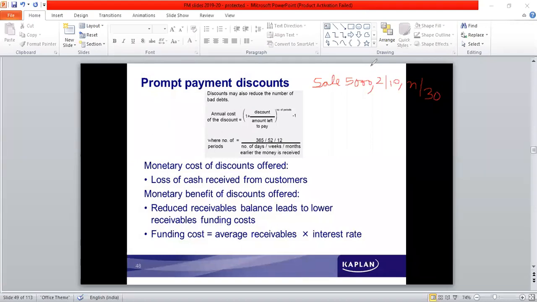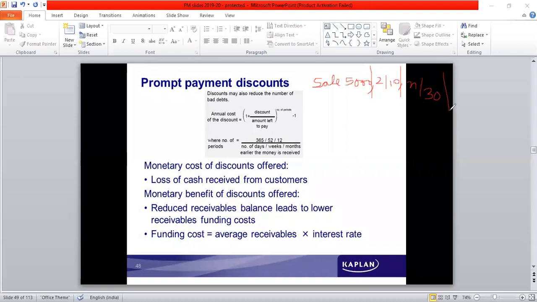The first one is a sale which took place for 5,000. Then there is one fraction, which is 2 by 10. The last part is again a fraction, given as n by 30. When we look at a sale transaction like this, we understand that this is a credit sale. The first one says that this credit sale was worth 5,000. The last part, n by 30, indicates that a credit period of 30 days is allowed to the customer, so customers can pay within a period of 30 days.